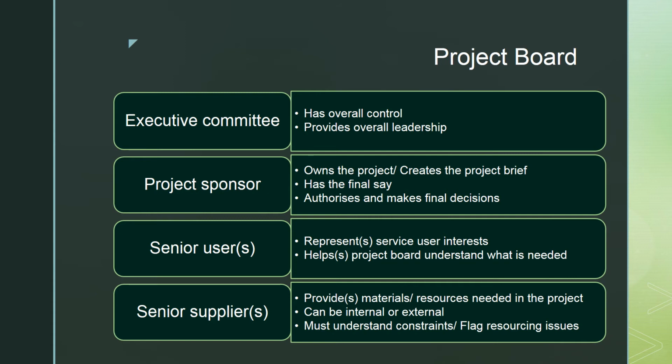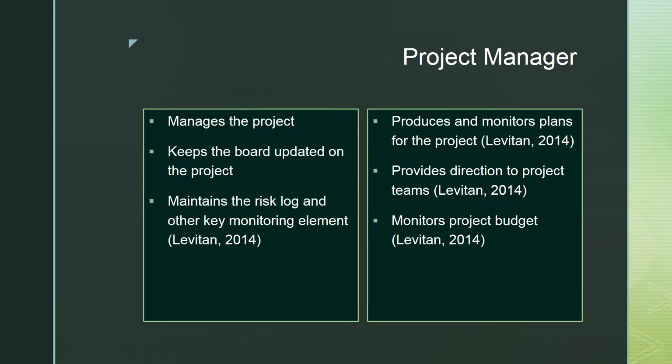So the senior supplier is very important. If there are any changes or likely to be any delays in the supply of the materials that are needed for the project, this person needs to tell the board what the issues are, so that a decision can be made. If any contingency plans need to be put in place, they will be, but they cannot be put in place without the information or the know-how or without the role of the senior supplier.